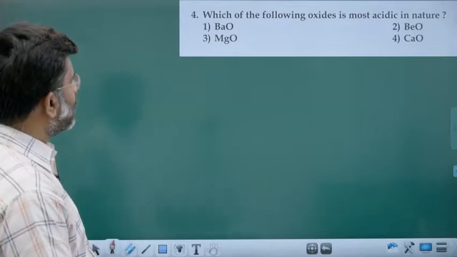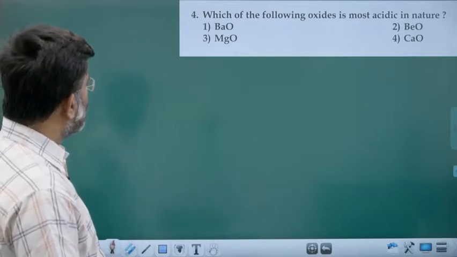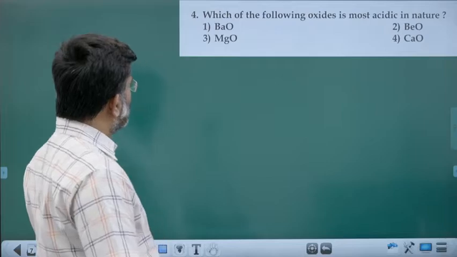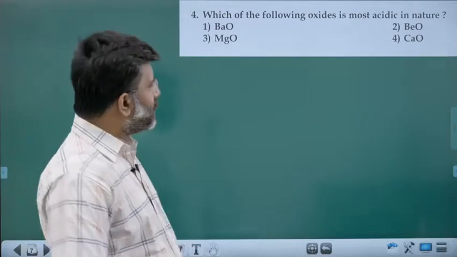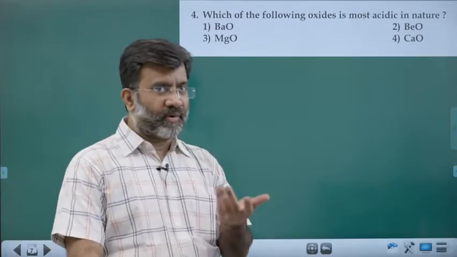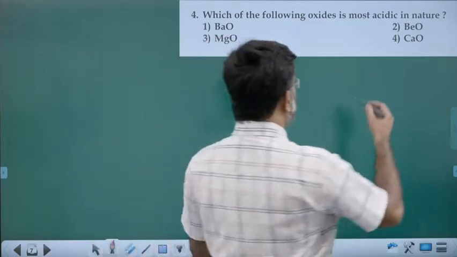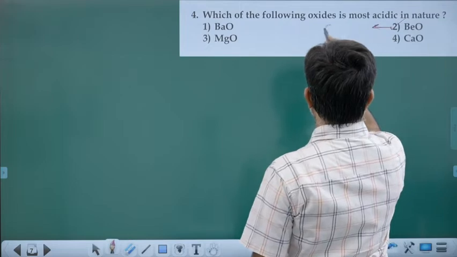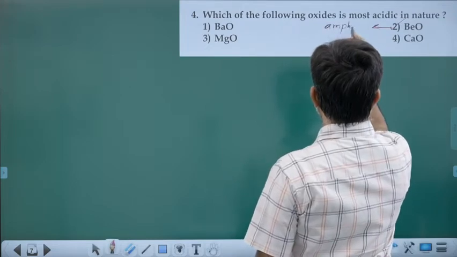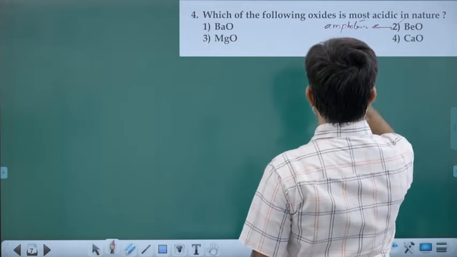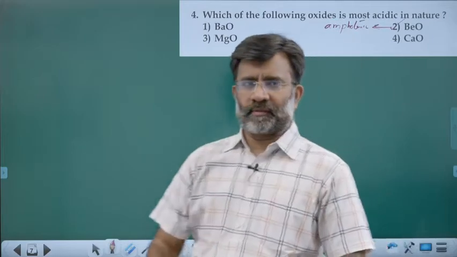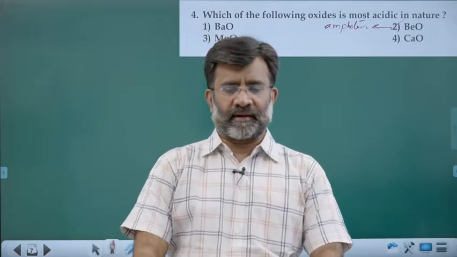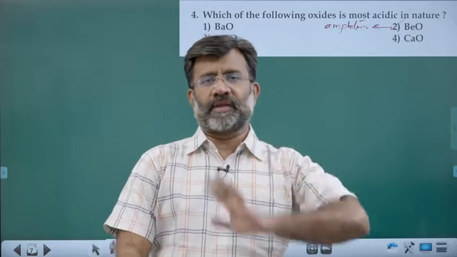Most acidic. Barium oxide is basic, magnesium oxide is weakly basic, calcium oxide is a bit more basic, while beryllium oxide is the answer as it is amphoteric in nature. Amphoteric means both acidic and basic character. The rest all are basic in nature.